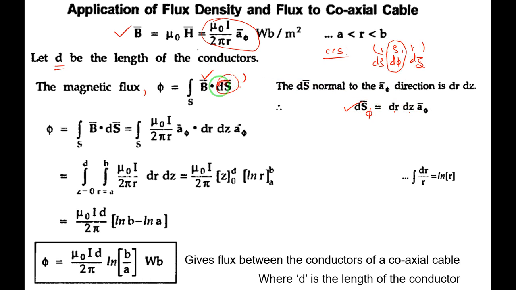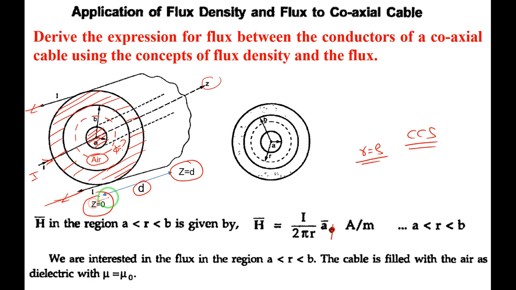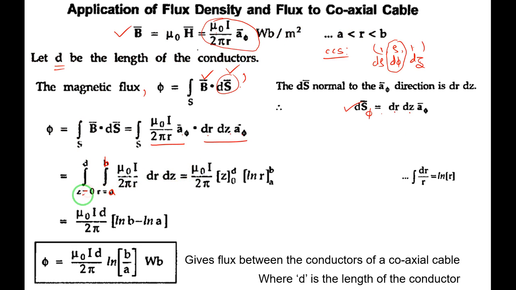So next we came to know what dS is. Just take the dot product of the B vector and dS vector. So it is written here: phi equal to the surface integral of B dot dS. B is written here, then dS. A phi dot a phi will be 1. Then what about rho and z? Rho is varying from the radius a to b. Next, z is varying over the length of the conductor, z equal to 0 to z equal to d. Integrated, so after integrating, the integration steps are given. You can have a look at it.